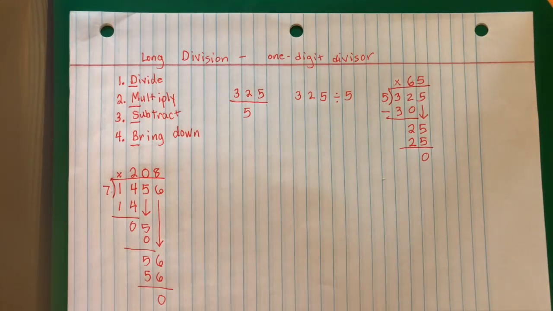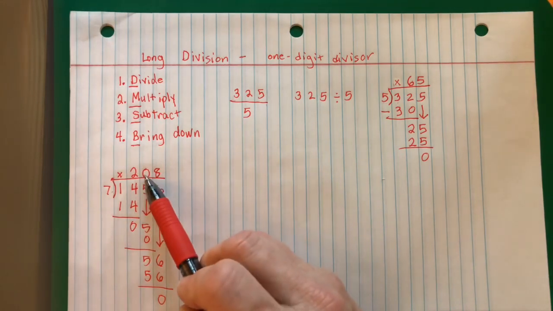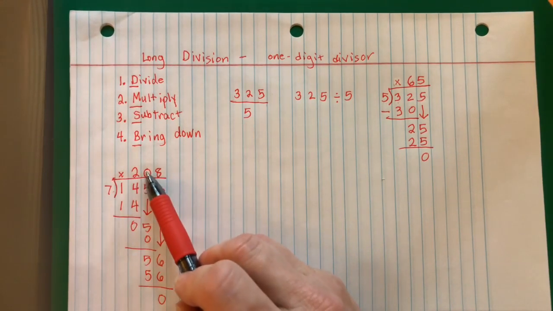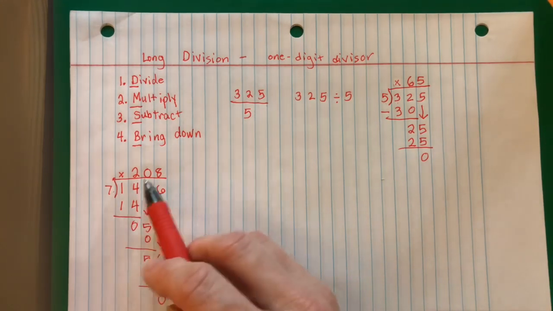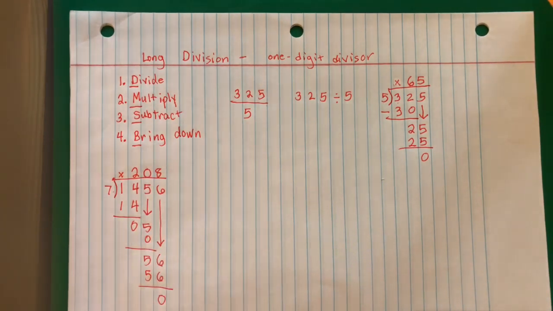Let's pretend this is money. If that were $208, if I had not put the 0 here and had just put an 8 here and had $28, would you be happy getting $28 when you were supposed to get $208? I don't think so. So don't forget that you have to put that 0 in there.